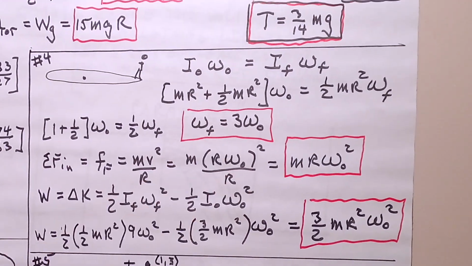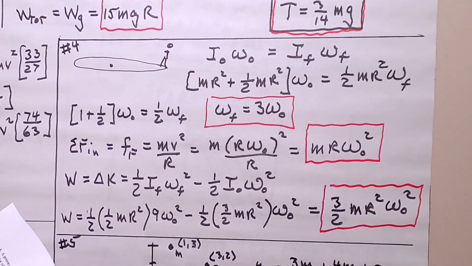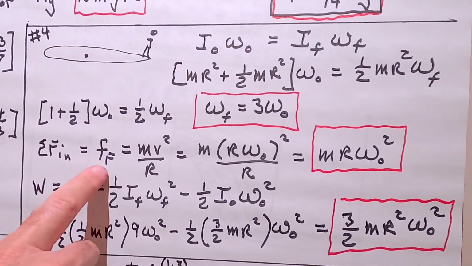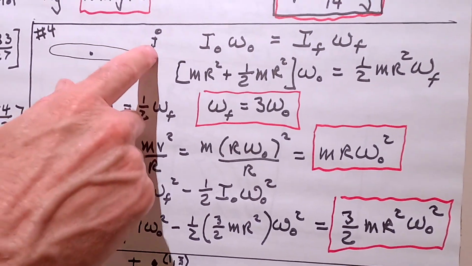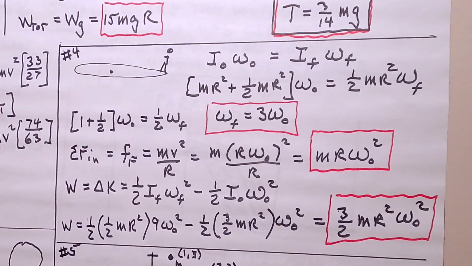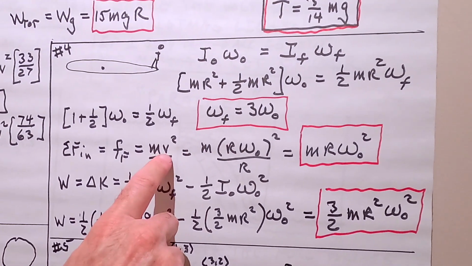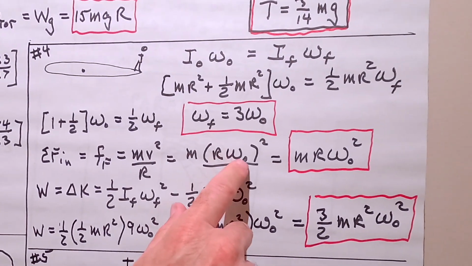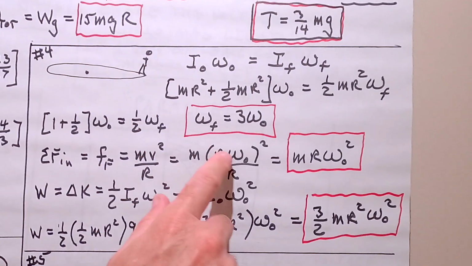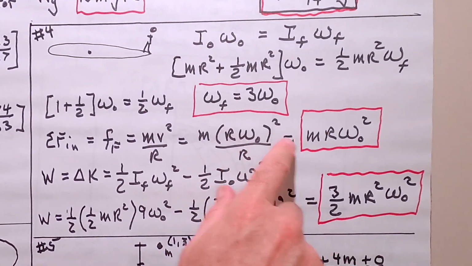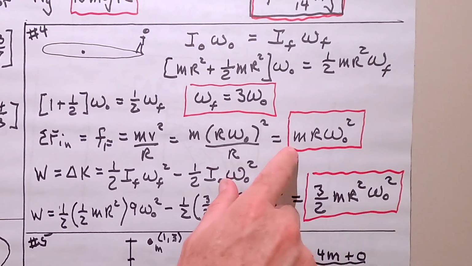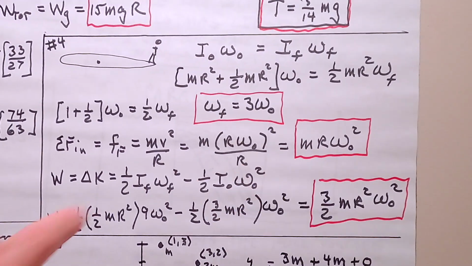Then I asked, what is the frictional force when he's standing out on the edge? Well, when he's standing out on the edge, the only force he has inward is the friction, and that's equal to mv squared over r. We can turn our v's into r omegas. Now this is the original, not the final, because this is where he's at the beginning. Square that and cancel one of the r's. So there is the original frictional force right there.